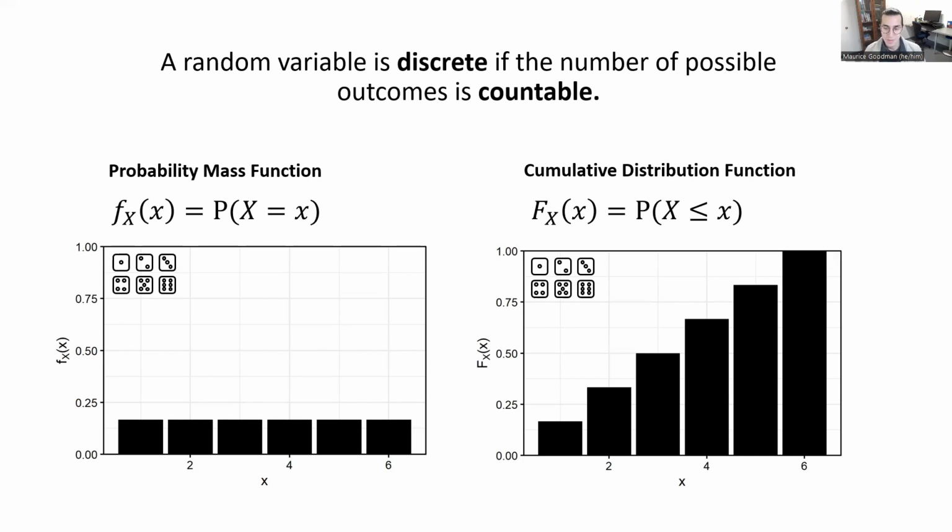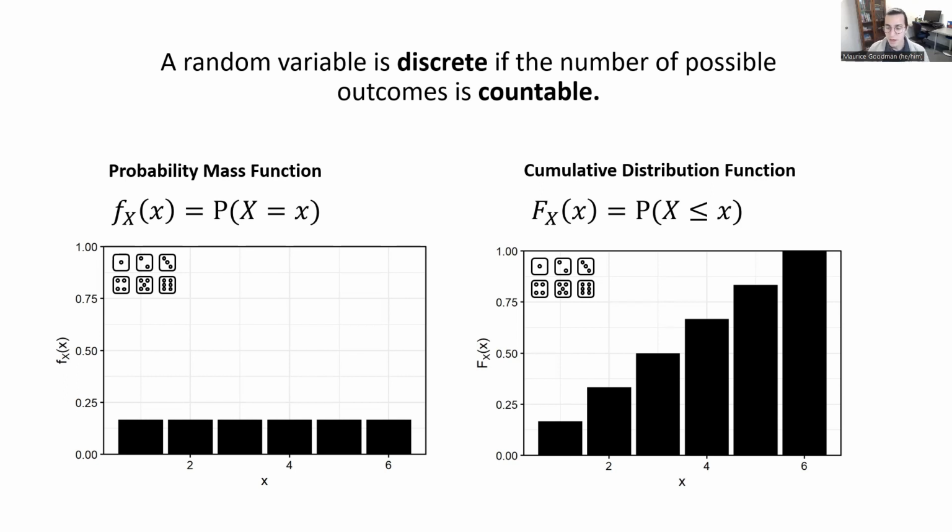The first is the probability mass function, which we denote with a lowercase f. If I give my probability mass function a value, lowercase x, 1 through 6, it will tell me the probability that my random variable uppercase X equals that value. So in a fair die roll, if I give this function 1, it will give me back 1/6. Same deal for 2, 3, 4, 5, and 6. In all cases, the probability mass function evaluates to 1/6. So this is a discrete uniform distribution in this case.